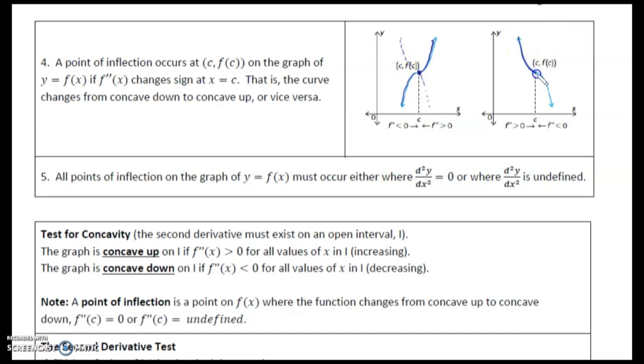Again, going down first, that'd be concave up, and then this would be concave down. So as long as it changes at that point, it is a point of inflection. And all points of inflection on the graph of f at x must occur either where the second derivative is 0 or where the second derivative is undefined.